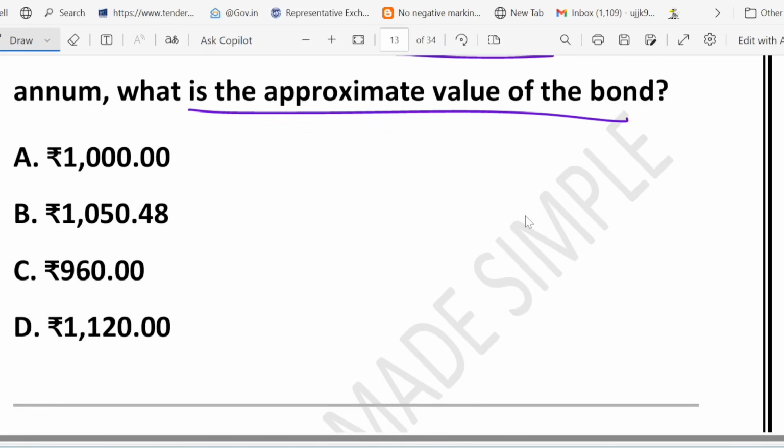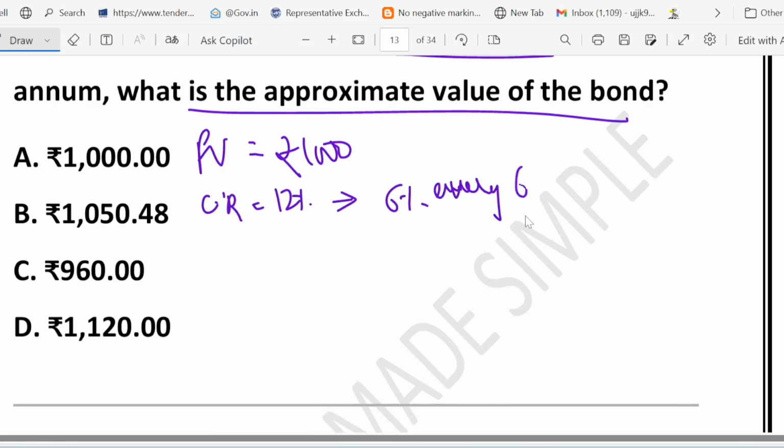So friends, how do we calculate the value of the bond? First of all, what is the face value? Face value is 1,000. What is the coupon rate? Coupon rate is 12% annually, which means 6% every 6 months. So what will be the coupon payment? It will be 1,000 multiplied by 6%, which is 60 rupees every 6 months. Now, what is the maturity?